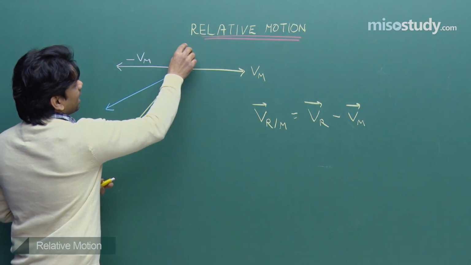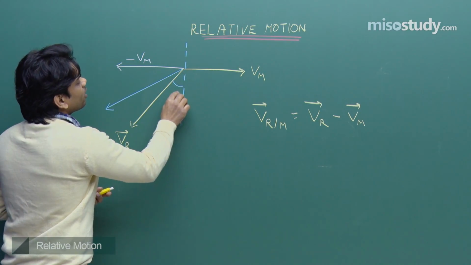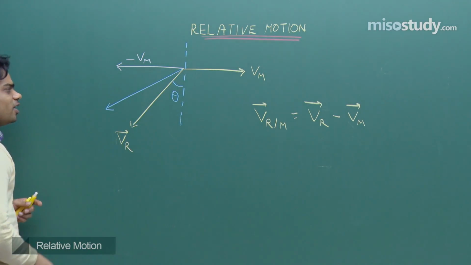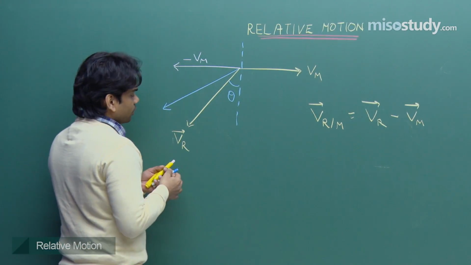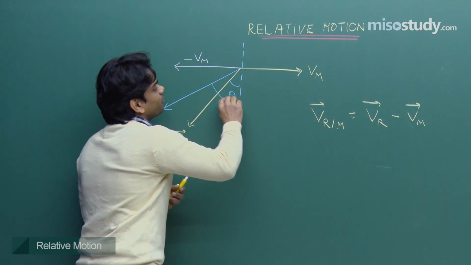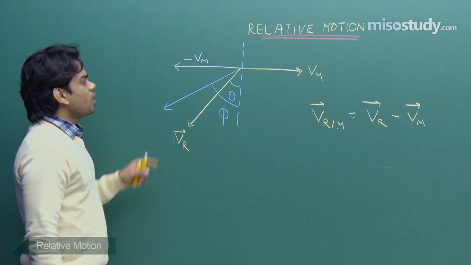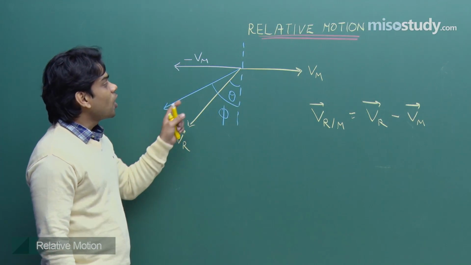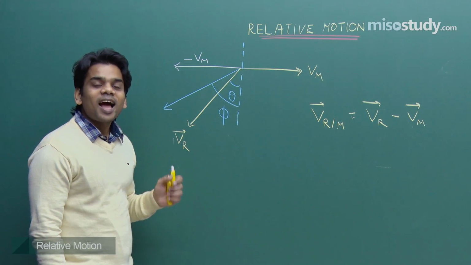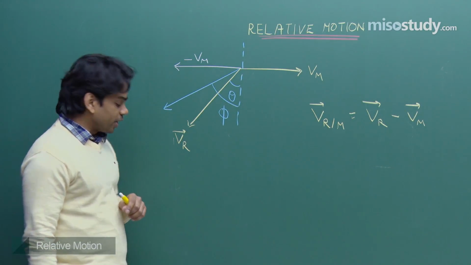Now let me mark the angles. The rain was falling at an angle of theta with the vertical. Finally, you have to hold the umbrella making an angle phi. The angle with which you have to hold the umbrella will be given as phi. Now with this diagram, you will have the idea of how to find the angle with which you have to hold the umbrella with respect to the vertical.